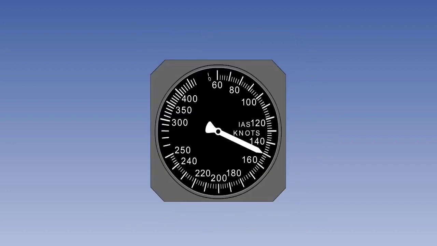Movement of the diaphragm moves a pointer over a scale, so that the changes in dynamic pressure caused by changes in airspeed can be observed by the flight crew. But the instrument is calibrated to ISA sea level density, so will only give a true indication of airspeed when the density is 1.225 kilograms per cubic meter.